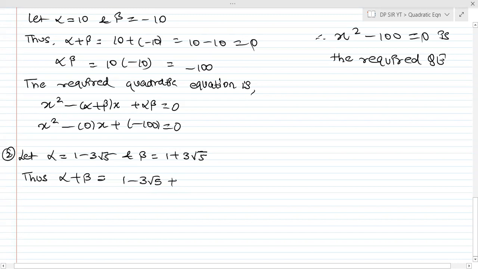plus 1 plus 3 root 5. Perfect. Yes, do let me know. What is this equal to? Minus 3 root 5 plus 3 root 5 तो गया बचता है 1 plus 1 which is equal to 2. So alpha plus beta I am getting 2.